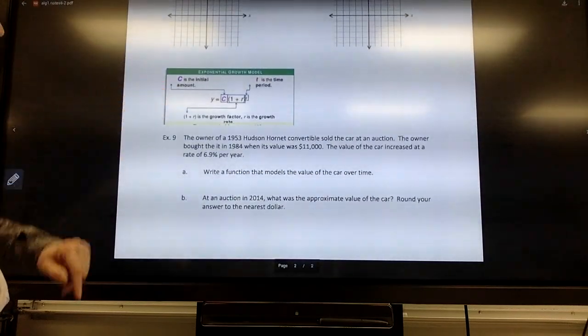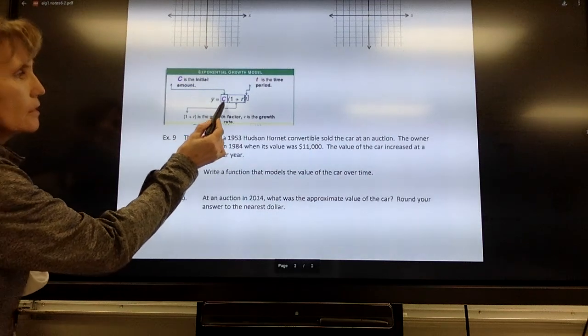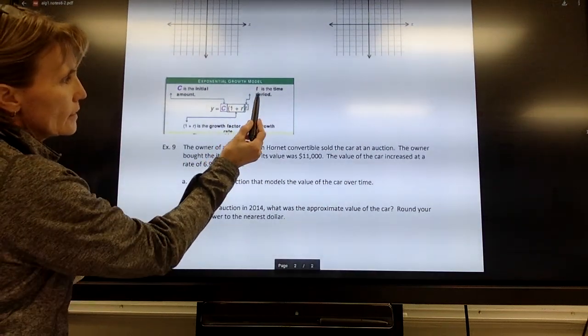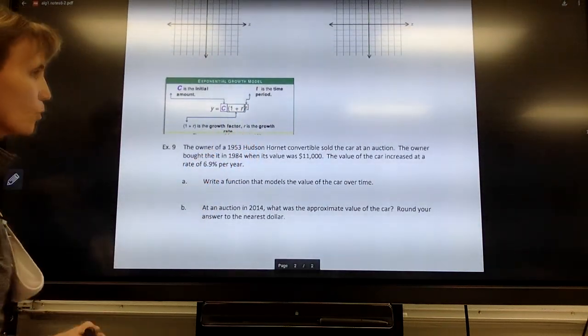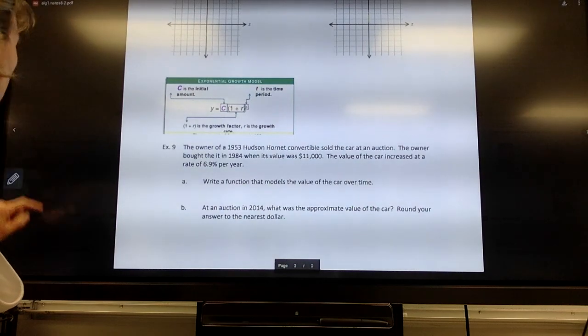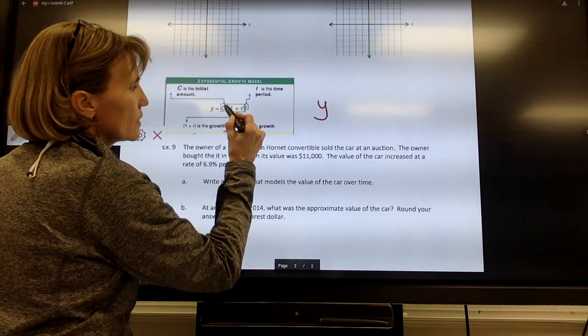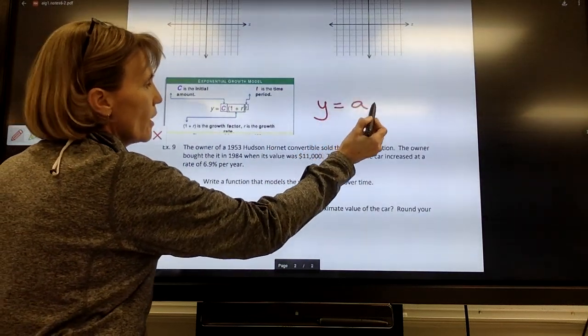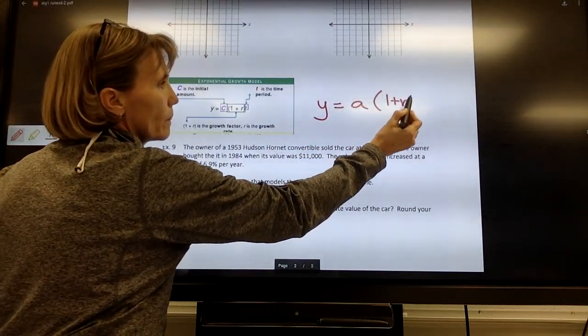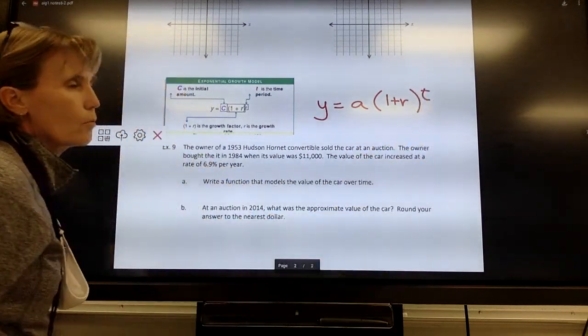Okay, an exponential growth model here. C is the initial amount we start with. Okay, T is the period of time. R is the rate of growth. Okay, so we're going to use this formula. Instead of C, a lot of books use the letter A. This is a formula that we're going to use.